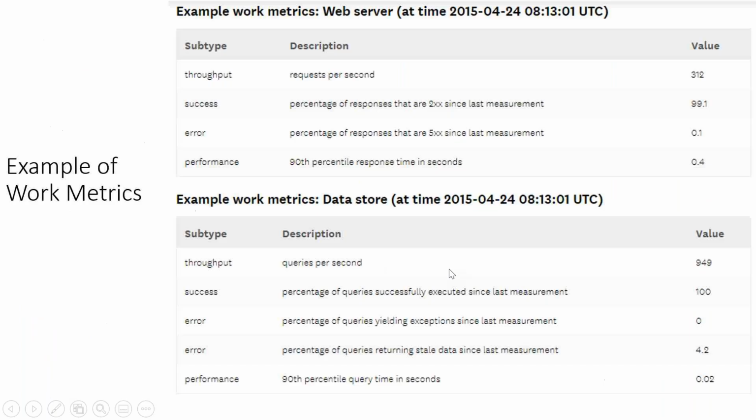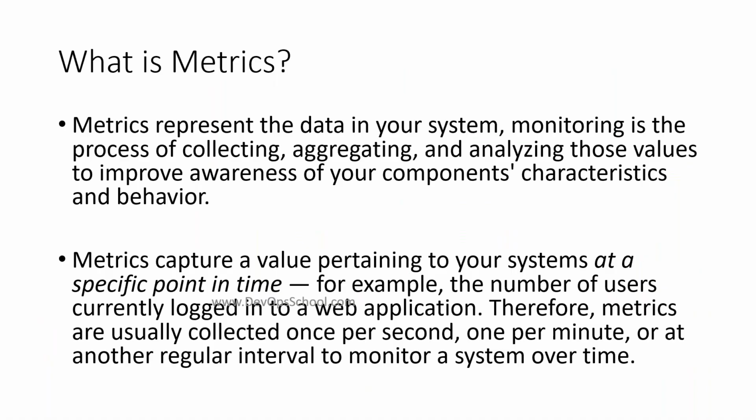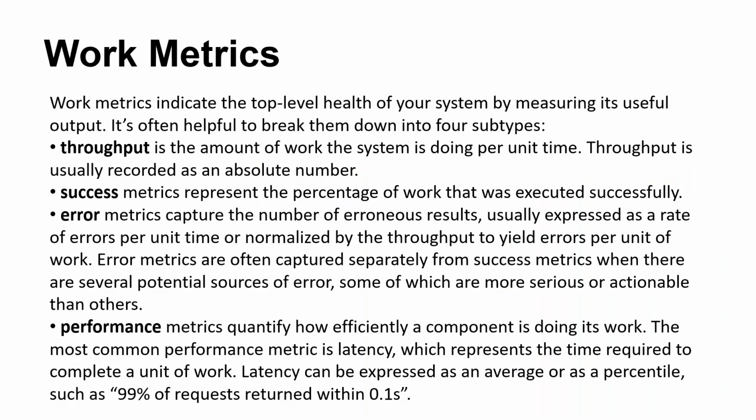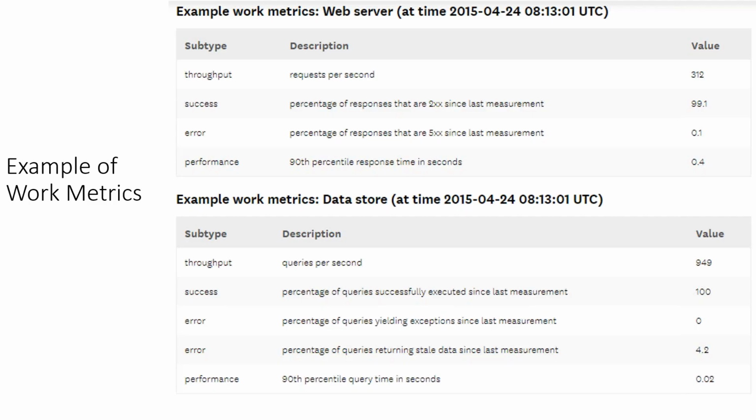Yes, there are different kinds of metrics we have: work metrics, resource metrics, event metrics, and all. Because we've been doing monitoring for so many years, we understand what throughput, success, error, performance, utilization, saturation, errors, availability, and so on are. So these are the metrics we are going to gather: the throughput, success, error metrics, and performance metrics. Some of these examples you can see here.